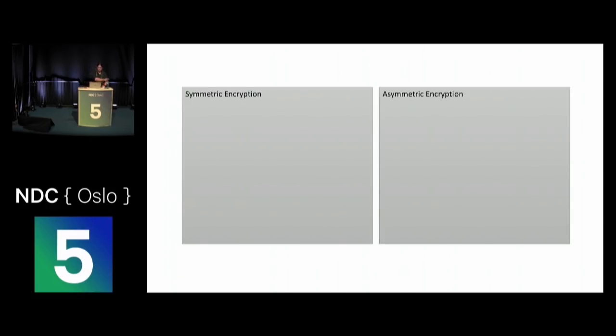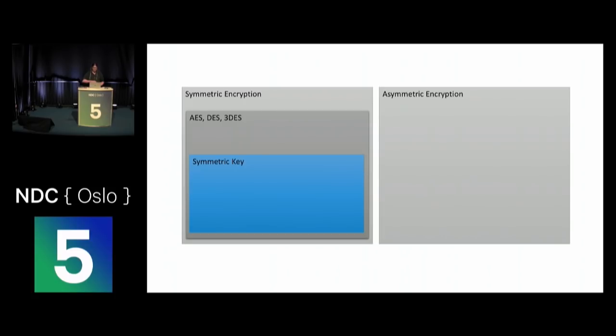So for encryption, it's broadly broken down into two areas. We have symmetric encryption and asymmetric encryption. For symmetric, we typically use algorithms like AES, DES, or triple DES. But if you're building a new system, you really want to go straight to AES. Now, this works by having a single key. You use that same key for both encryption and decryption.